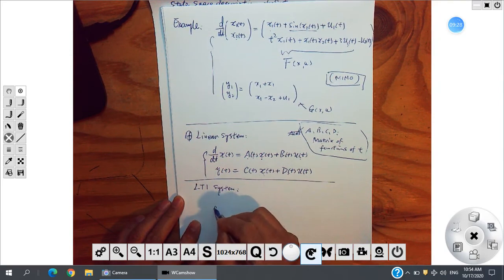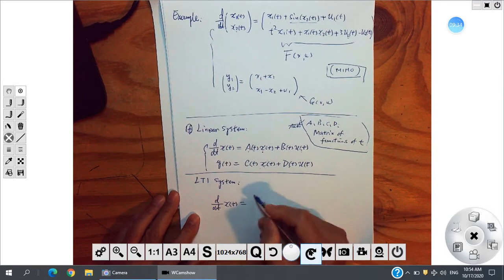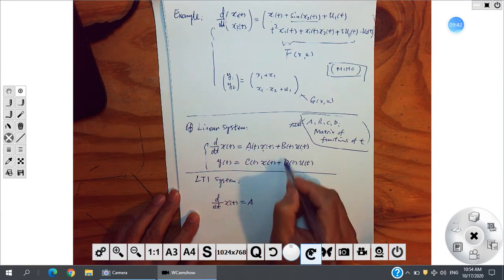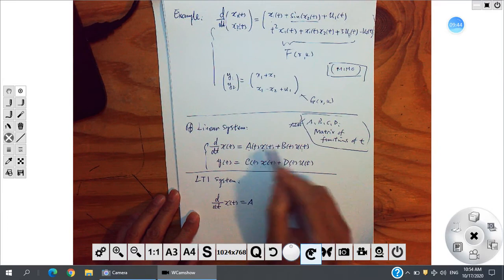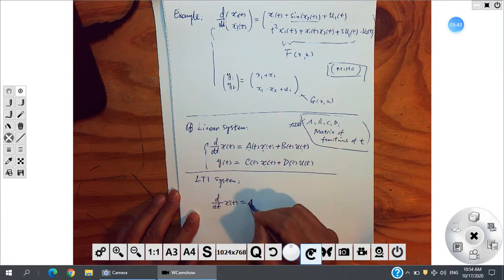It is d/dt x(t). First of all, they are linear, right? They are linear. So here's some A, but no t, because it's time invariant. These coefficients will not change when t is changing, when time is changing. So they are constant matrices.